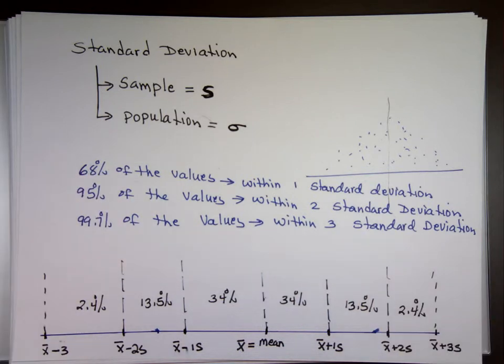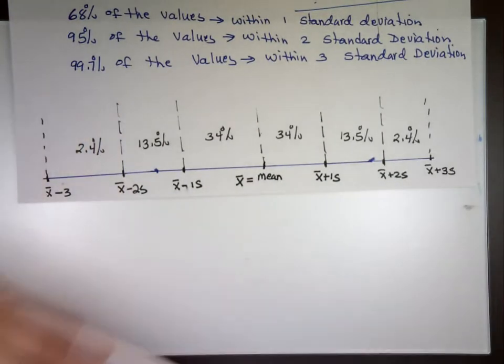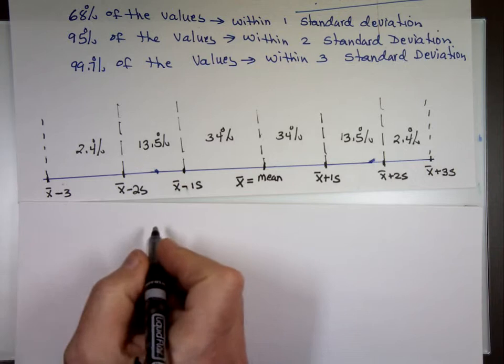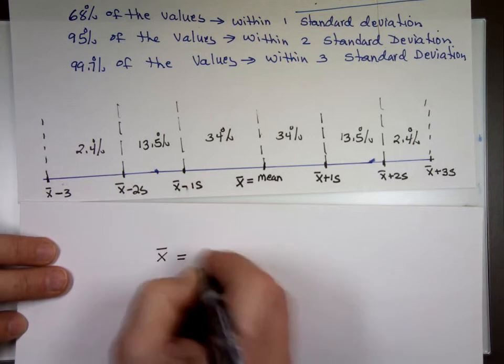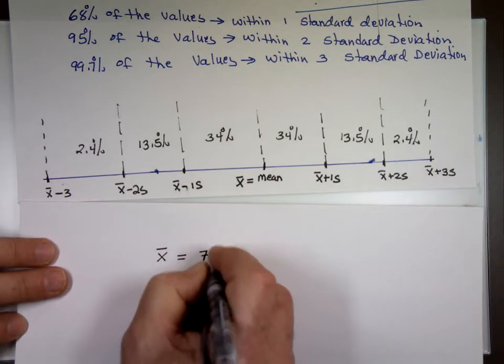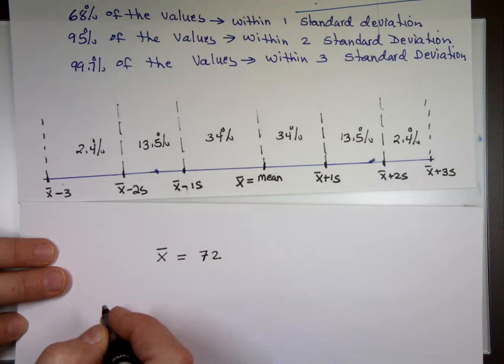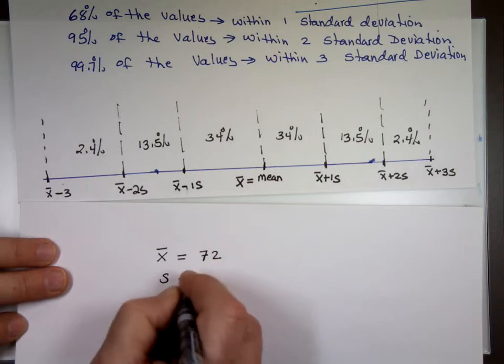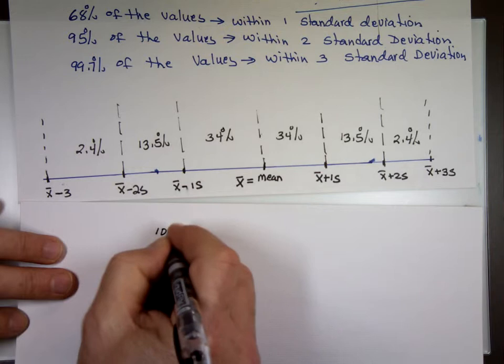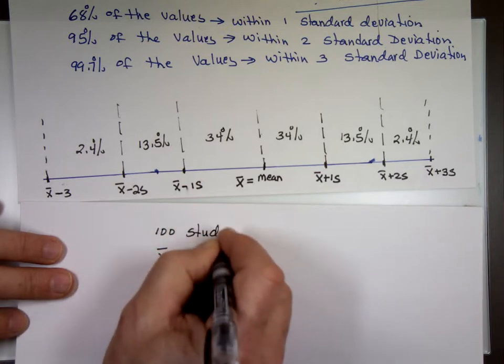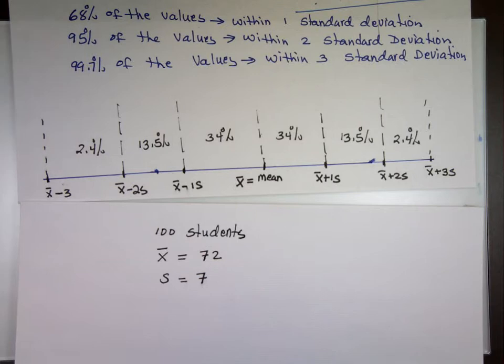So an example makes sense here. Let's take one. Let's say on the last quiz I gave you, I came back and said, not bad, guys. What's the matter? Well, the average on that quiz was a 72, and the standard deviation for that quiz was a 7. I'm just making up some numbers here. And let's say we have 100 students taking this class. We know we don't have that. So what does that mean?